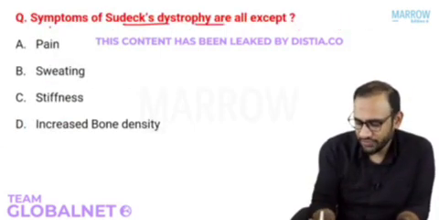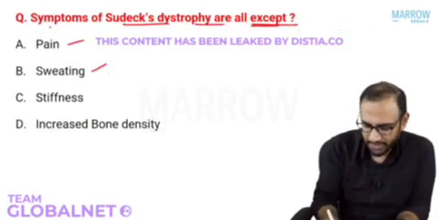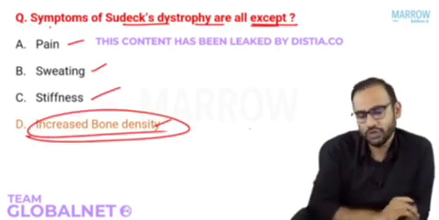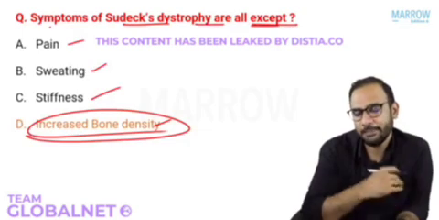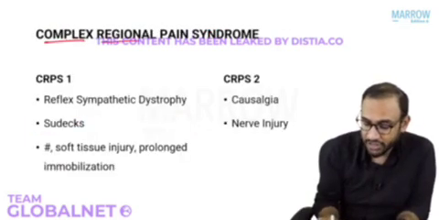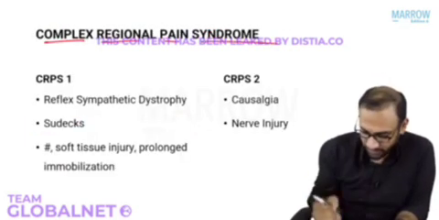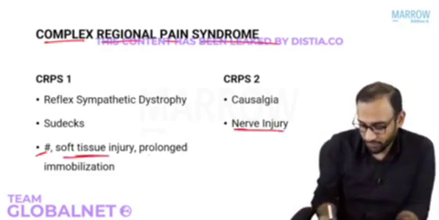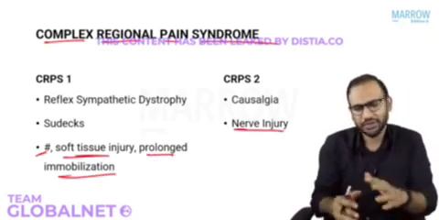Symptoms of Sudeck's dystrophy are all except pain, sweating, stiffness, increased bone density. The answer is increased bone density. For people who don't know what Sudeck's dystrophy is, it's basically a part of complex regional pain syndrome. It can occur because of either a fracture, a soft tissue injury, or a nerve injury, or even after prolonged immobilization. It has been divided into type 1 and type 2.